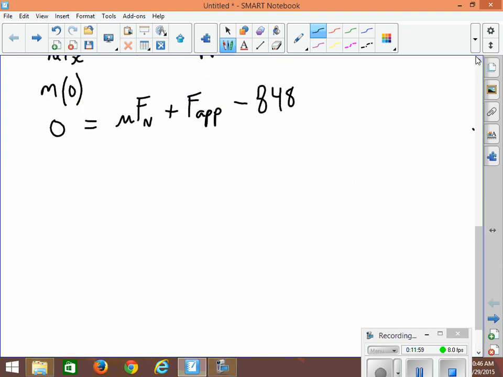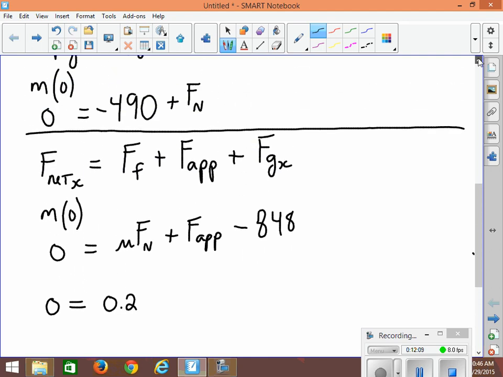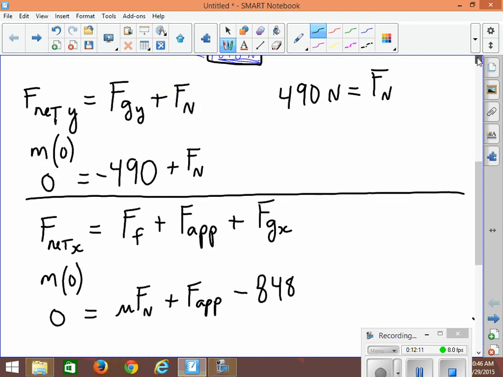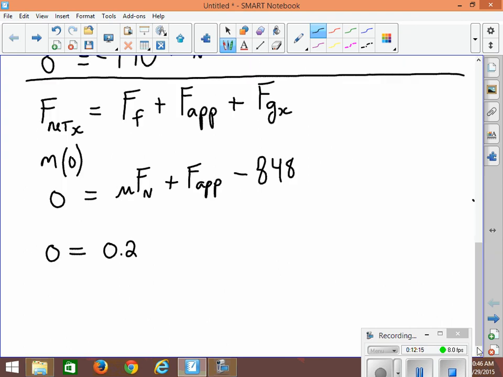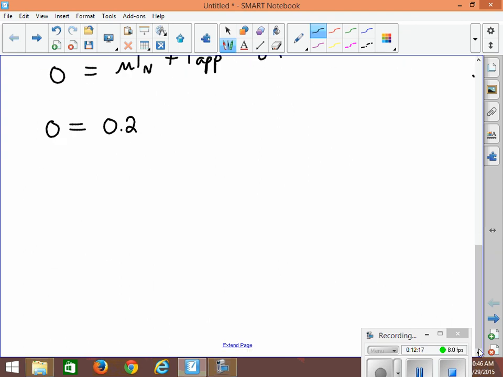We know the mu, do we not? The mu was given at the original part of the question. I think it was 0.2. So we can put that in. And we also know the Fn because we figured it out up here in the first part of our solution in the F net y, so 490 newtons. So I can put 490 here.